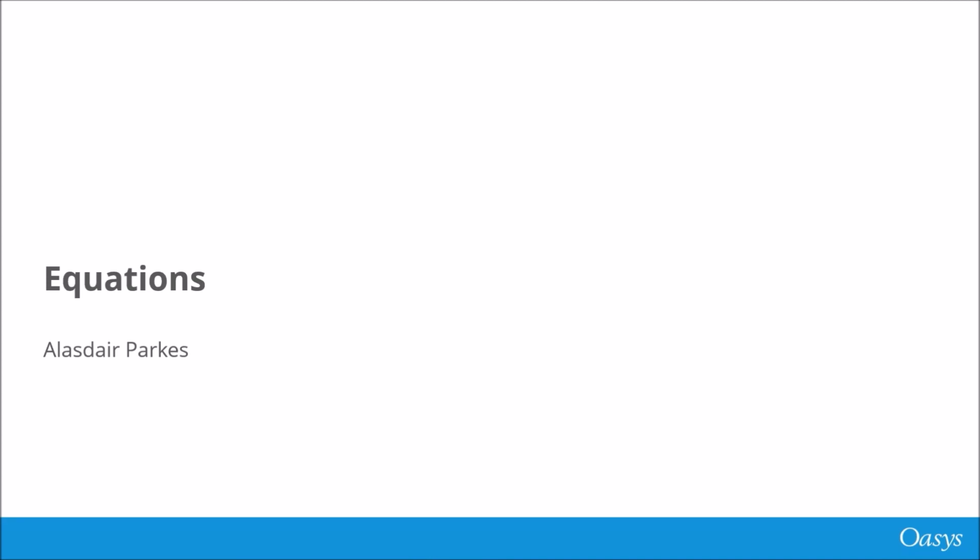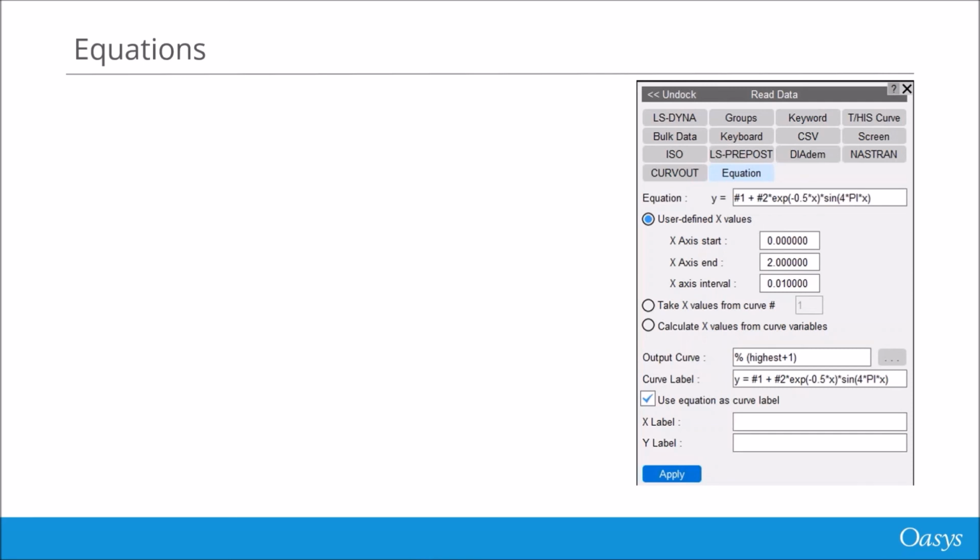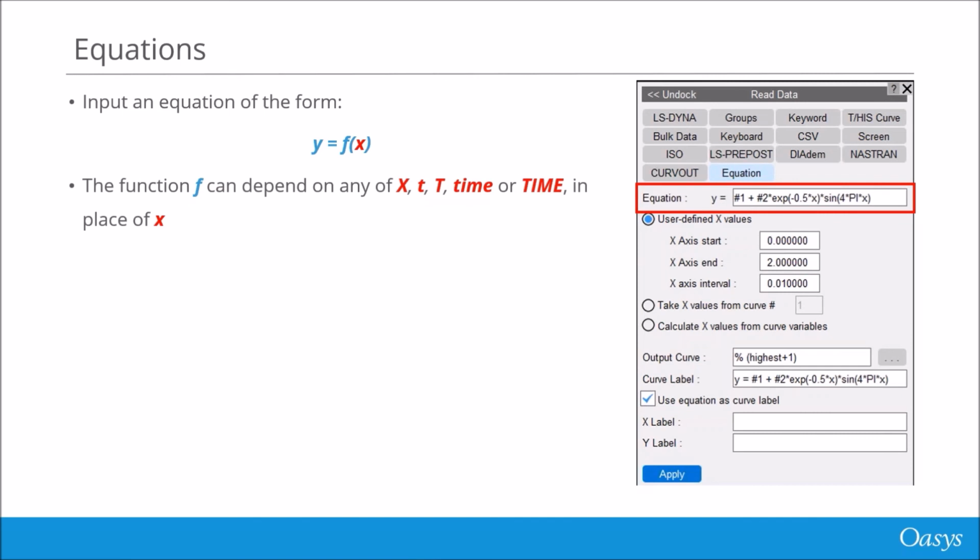In version 17, we've added a new equations feature to help you quickly manipulate your curve data. In THIS, there is a new equation option in the read panel, which allows you to input an equation of the form y equals f of x and plot the corresponding curve. Here you can write any of x, t, or time in place of x.